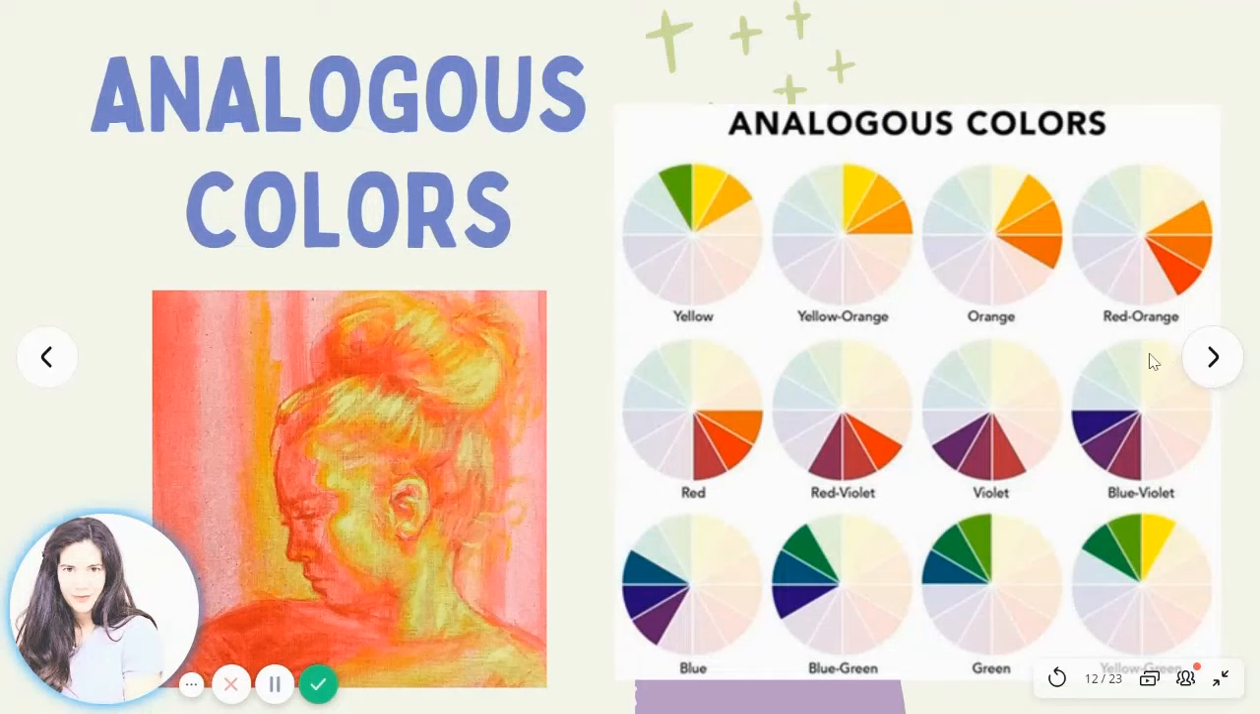The analogous colors are the colors that are right next to each other in the color wheel. There are 12 different analogous combinations if you use 3 colors that are next to each other in this particular color wheel. And this is an artwork that has used analogous colors, and I would call it analogous warm colors.